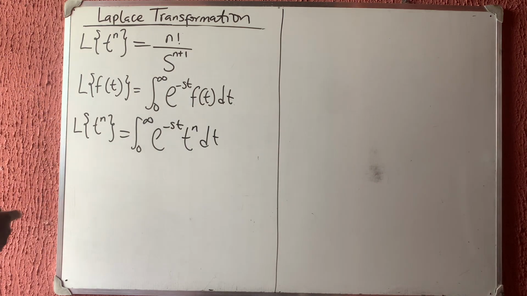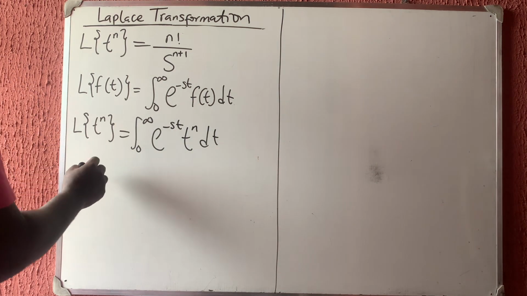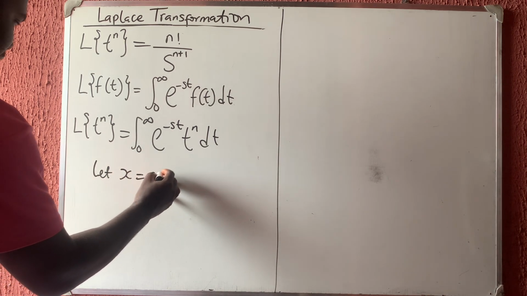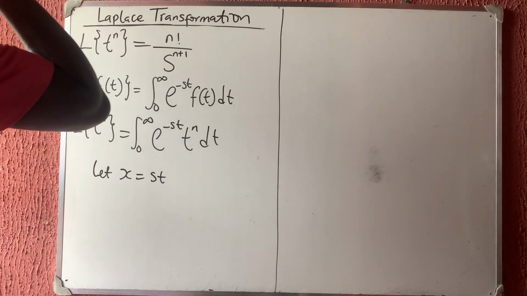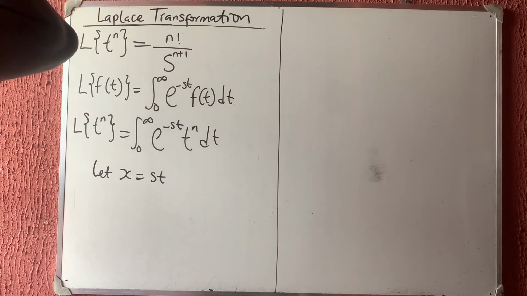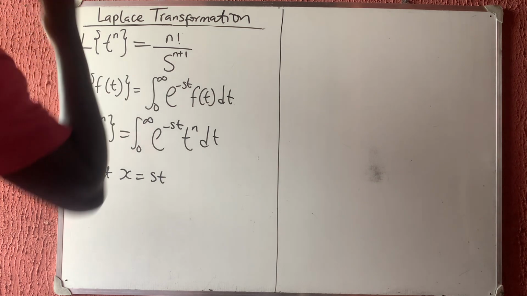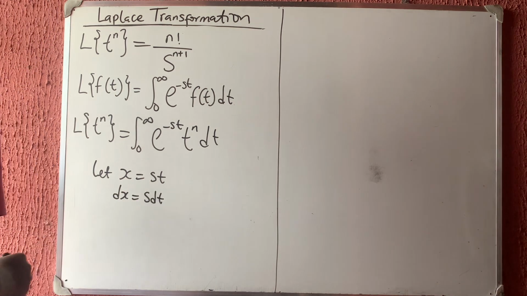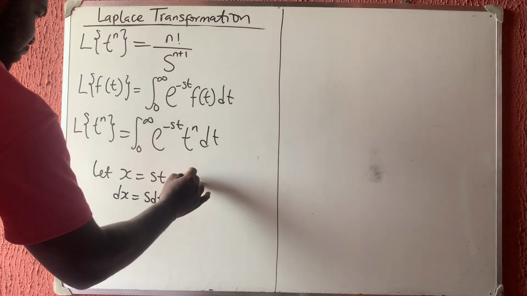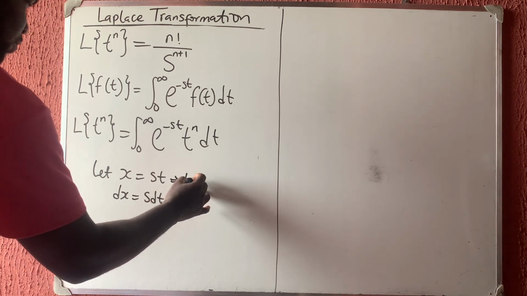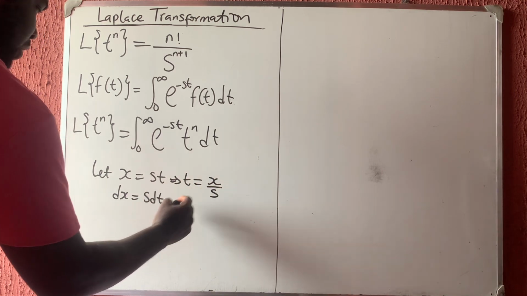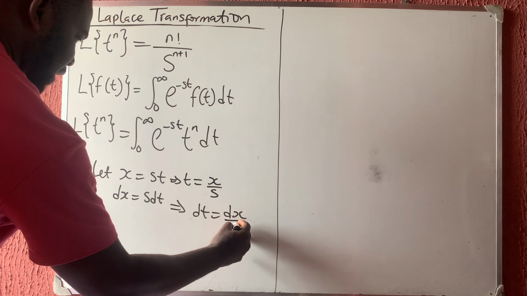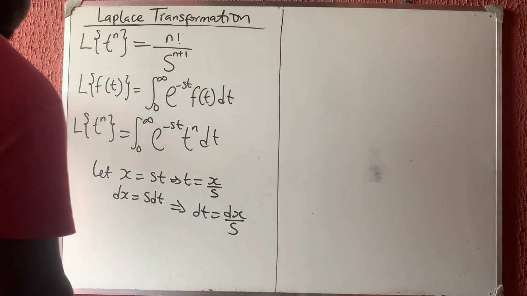Now let's say that x is equal to st. So from here we are going to have that dx is equal to s dt. To show that from here, if I make t the subject, this implies that t is equal to x over s, and dt is equal to dx over s. So let us substitute all these things we did now.